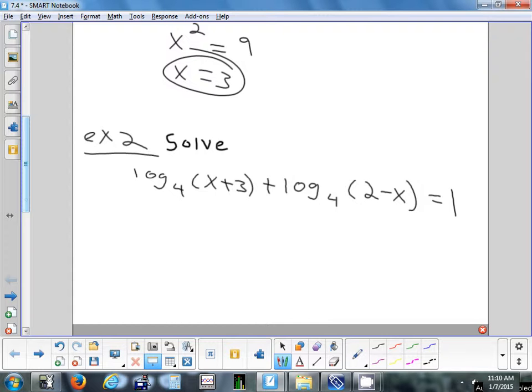So we have log base 4 of x plus 3 plus log base 4 of 2 minus x equals 1. On the right-hand side, right now, there's not really a lot I can do. It's just a number, so we'll probably leave that. What about on the left? Anybody see something we can do there that we learned yesterday?